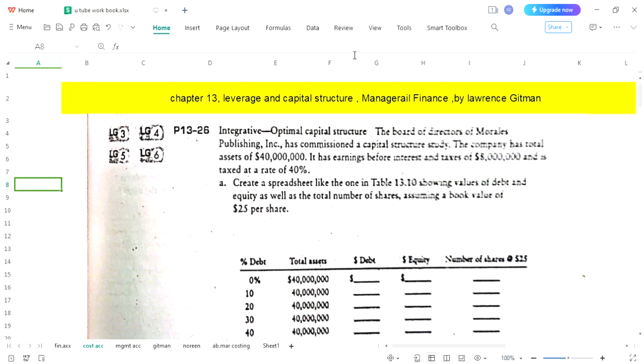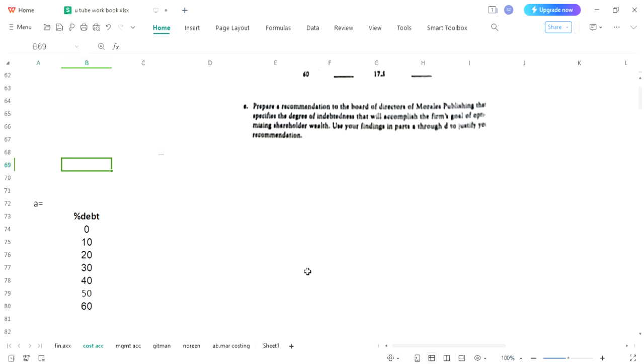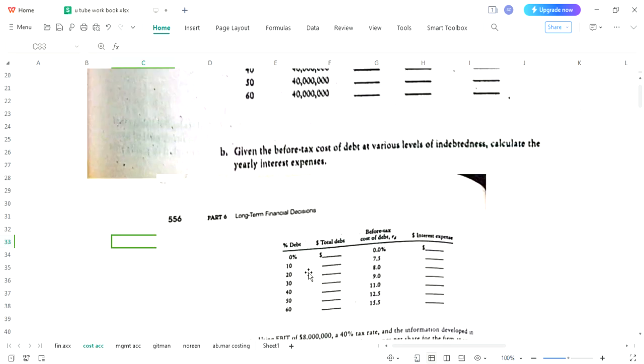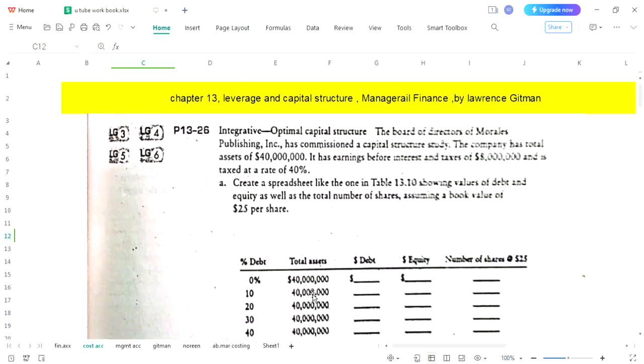The second heading is total assets, 40 million. So here total assets are mentioned and we need to put 40 million. 40 million is set, and this we can do by taking help from Excel because all amounts written here were 40 million. So we have done it.